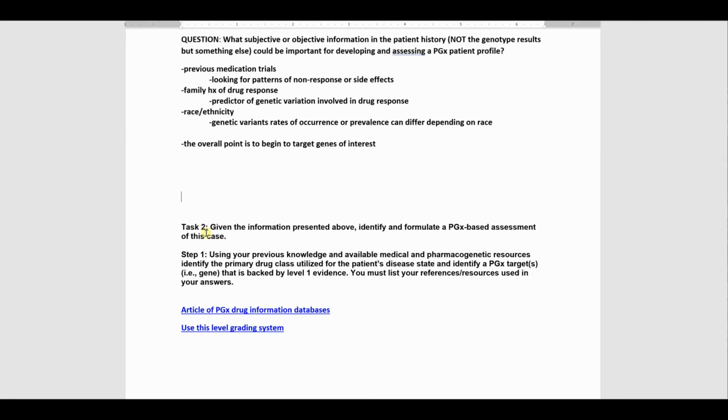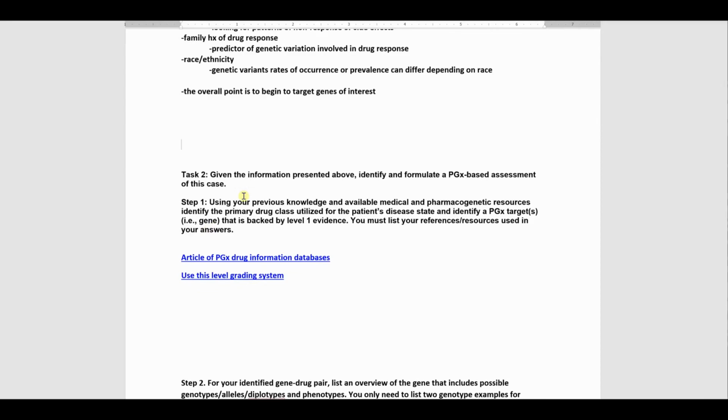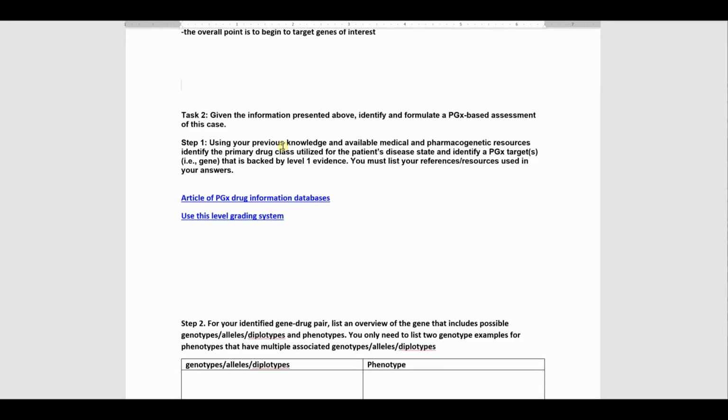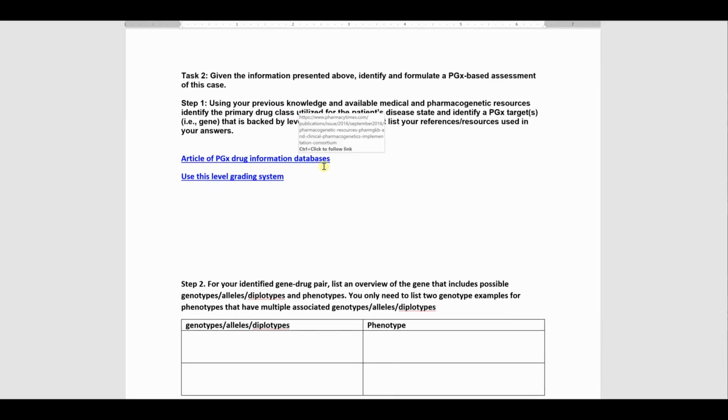So let's move on to task 2. Given the information presented above, identify and formulate a pharmacogenetic-based assessment of this case. In order to do this, I kind of ran you through steps. So using your previous knowledge and available medical and pharmacogenetic resources, identify the primary drug class utilized for the patient's disease state, and identify pharmacogenetic targets that are backed by level 1 evidence. So you must list your references or resources used in your answers.